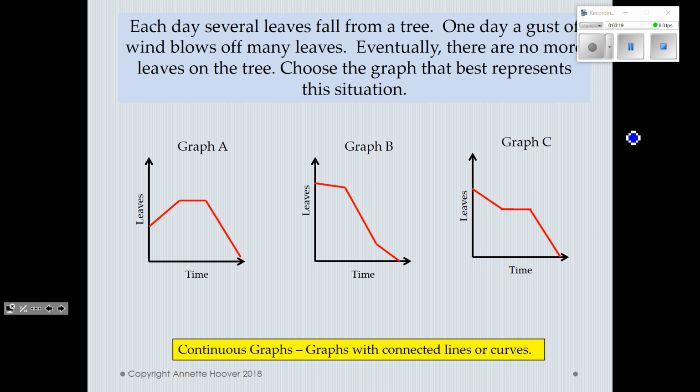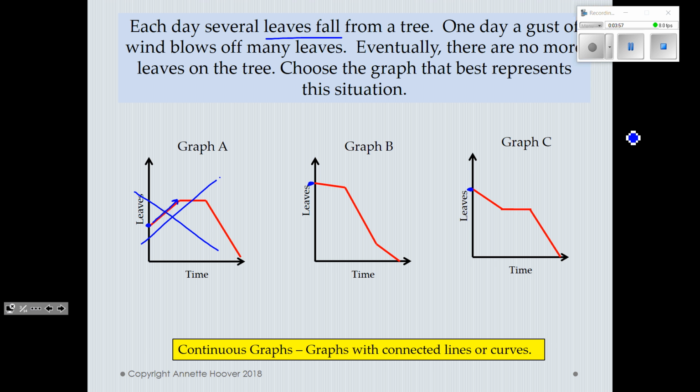Each day, several leaves fall from a tree. Well, for leaves to fall from a tree, you have to assume that the tree has leaves. Well, in all of these, you will see that the tree starts with leaves. It's not on 0, somewhere up there on the graph. Graph A would indicate as it's rising that the number of leaves increased. Nothing in our first sentence led us to believe that it was springtime and that the leaves were budding. It just started with the leaves falling. So graph A, since it begins with leaves falling from a tree, would not be correct.